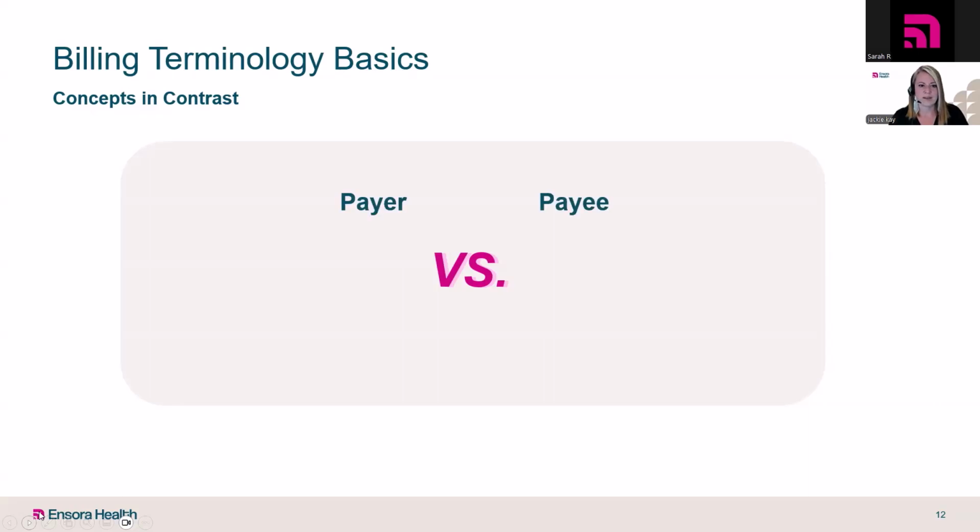First up, we have payer and payee. The payer is the party making the payment, and the payee is the party receiving the payment. So you as the clinician are the payee, and the payer is the insurance company.